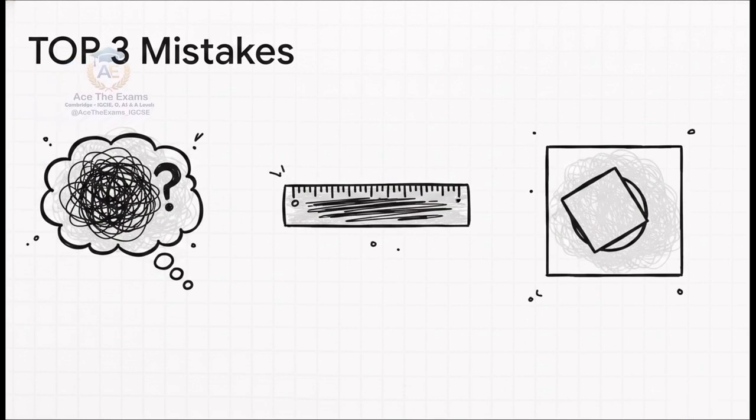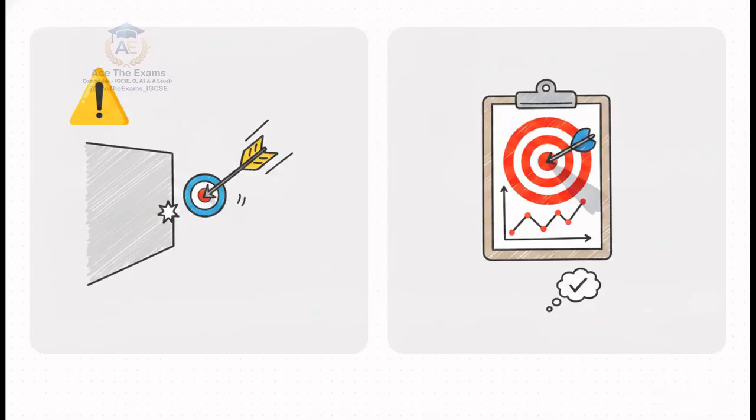And number 3, answers are not specific to the context given. Like, if the question is about a fusion reaction in a star, talking about a fission reactor on Earth gets you absolutely 0 marks. Understanding this classic mistake is vital.